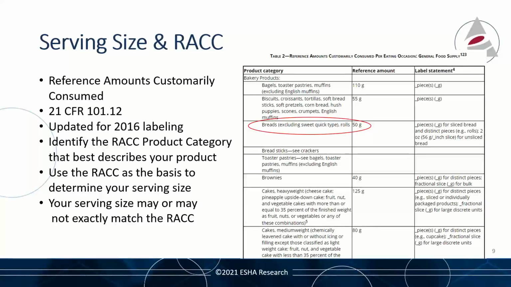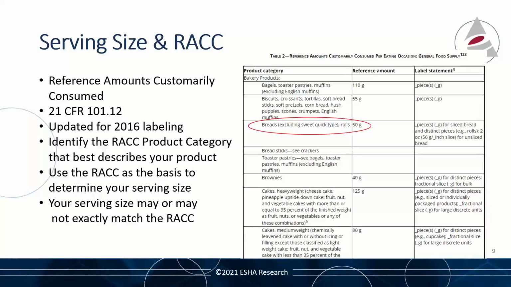You can see on this slide an example page from the RAC. For example, you would use this table to find the product category that your food best fits and refer to the reference amount listed in the table. For some foods, the reference amount is expressed in weight, and for some, it might be a volume amount. The reference amount is the standard FDA determined serving size.